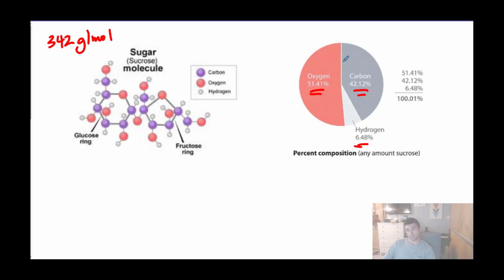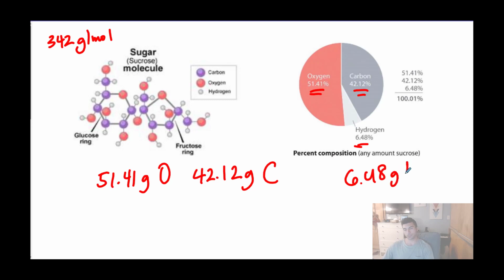We can also take the percent and go backwards and figure out what the empirical formula is, and then with more data what the molecular formula is. And this is going to be a weird example with sucrose, but I'm going to show you anyway, just to review some of the things that we looked at. If we assume we have 100 grams of the substance, then the percents can become grams, right? 51.41% of 100 is 51.41 grams. So if that's the case, I'd have that much oxygen, that much carbon, and that much hydrogen.